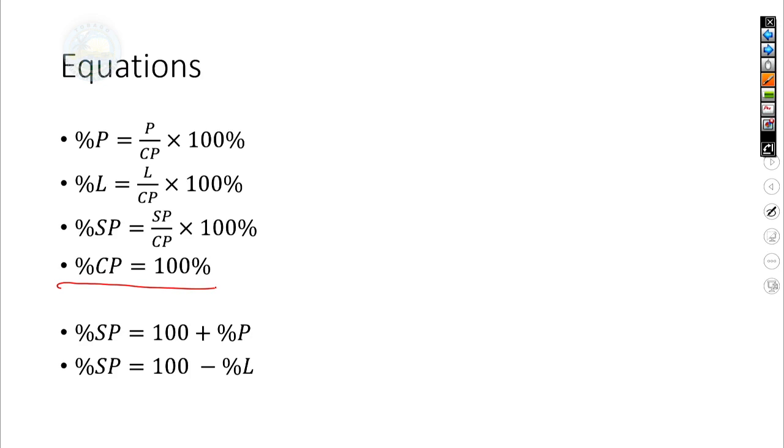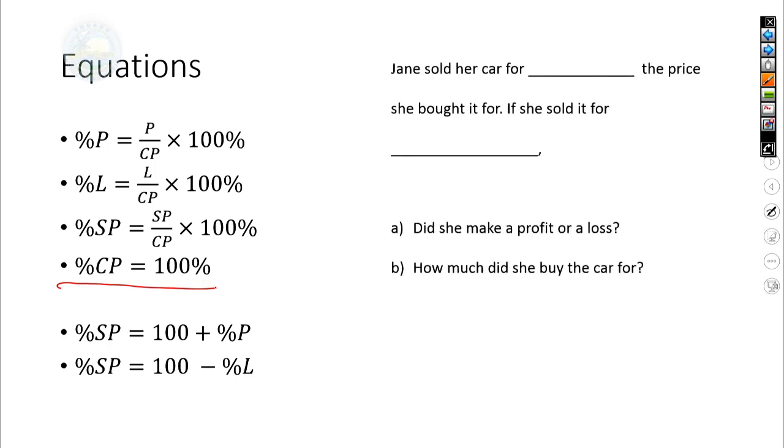Now this may seem a little bit like, what? But again, as we do the examples, you will see that you already know the math. This is just putting some criteria and some equations to what you already know. So let's look at this. Jane sold her car for blank times the price she bought it for. So let's say that Jane sold her car for 1.25 times the price she bought it for. If she sold it for $25,000, did she make a profit or a loss, and how much did she buy it for?